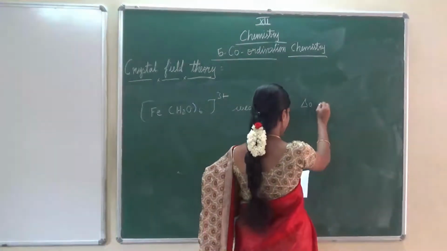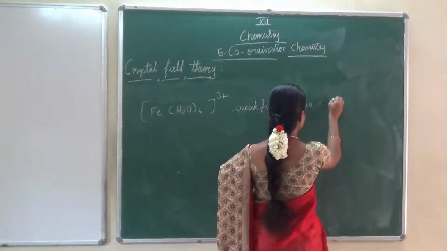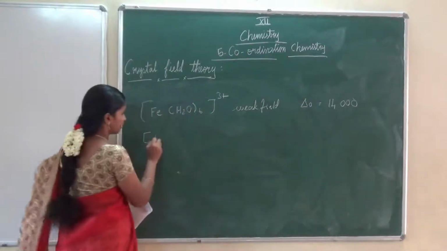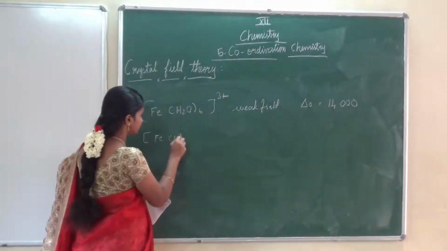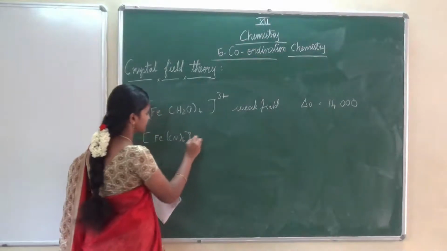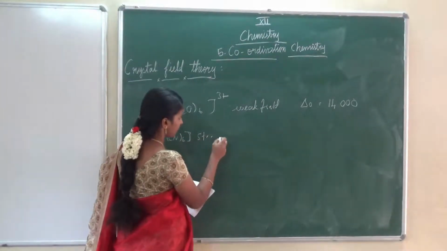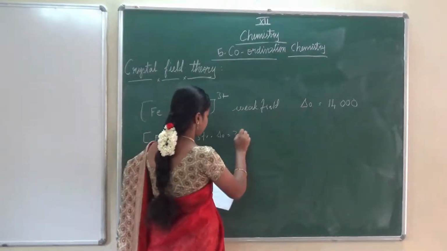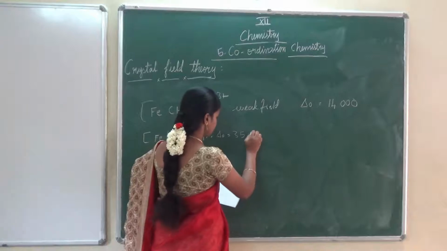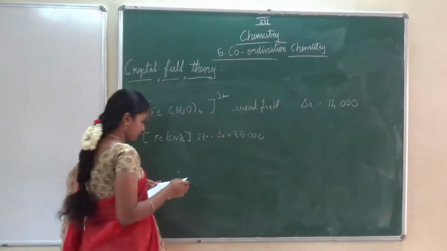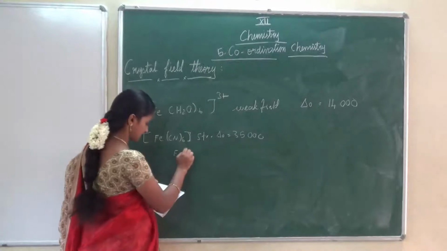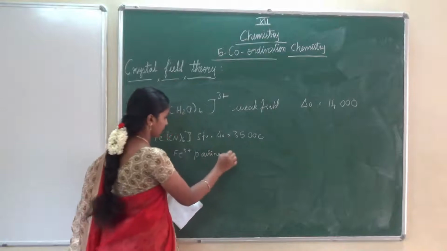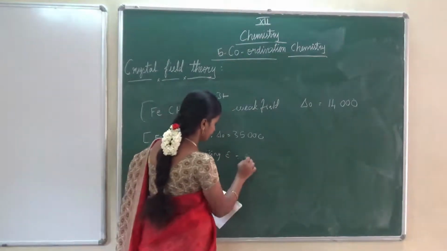Octahedral crystal splitting energy for this complex is 14,000. And Fe(CN)6 is a strong field ligand and its del naught value is 35,000. Okay, 35,000 and Fe3+ pairing energy. Pairing energy we have given now. Pairing energy, it is 30,000.